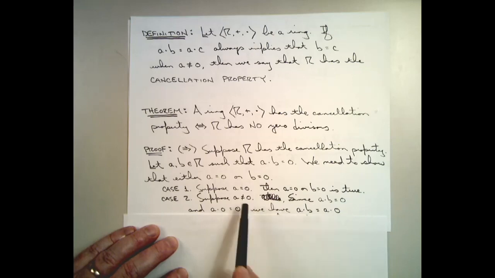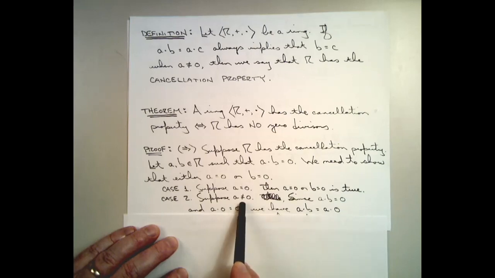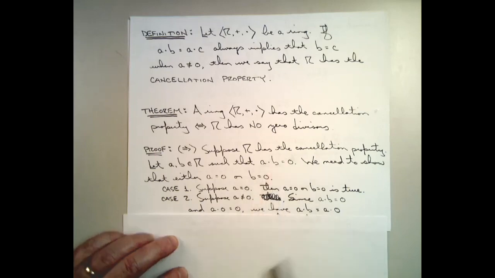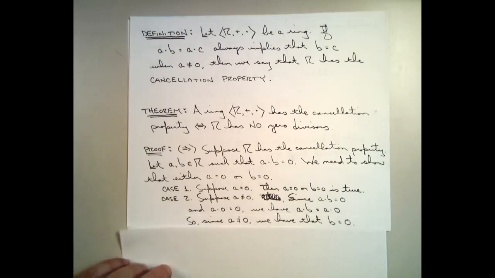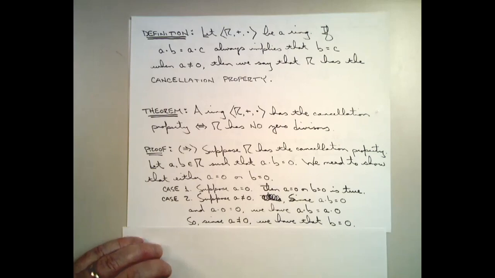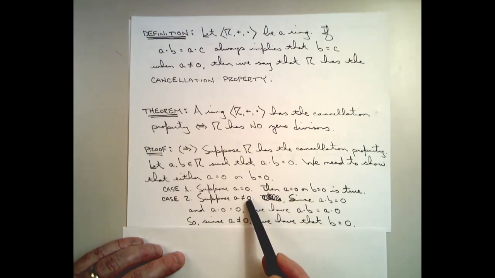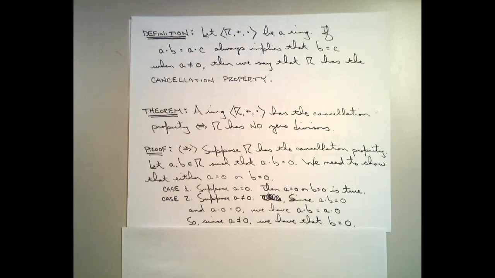Right? But A is non-zero, and we're assuming that we have the cancellation property. So I can cancel my A's, and whenever I do, what I wind up with is that B is zero. And so again, my conclusion is true. Either A is zero or B is zero. In this case, my conclusion is true because B is zero. So whether A is zero or A is not zero, I wind up with my conclusion being true. And so I have shown that R has no zero divisors.